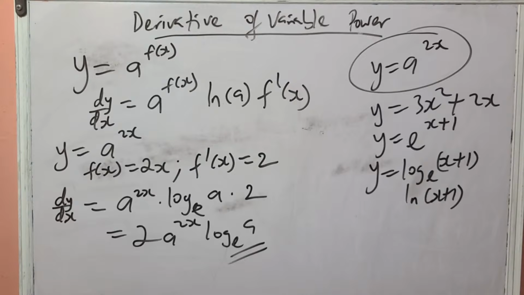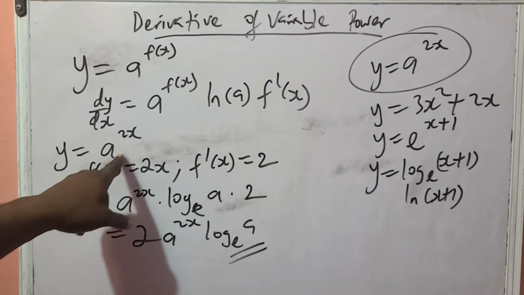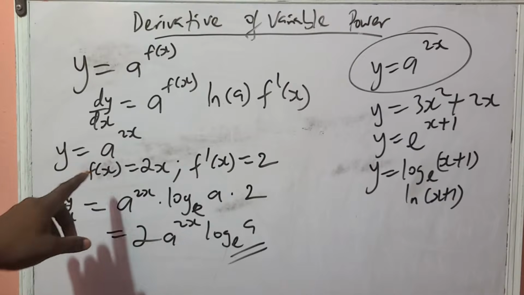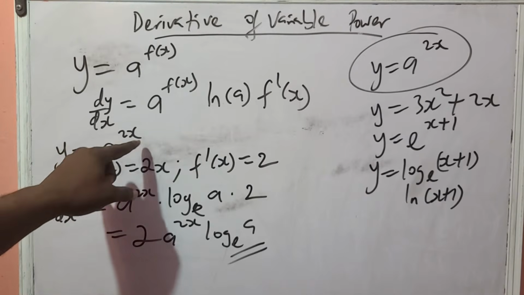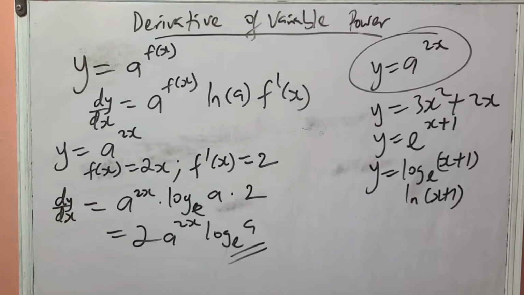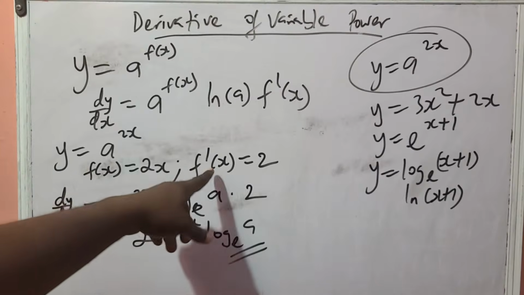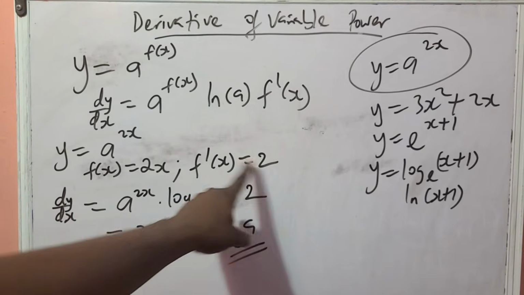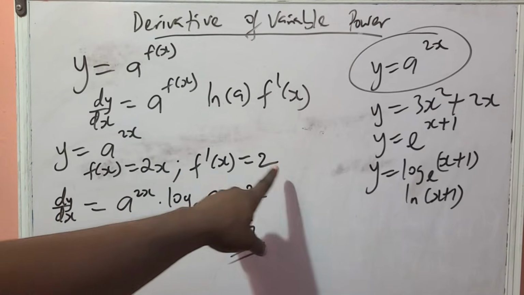Just to recap quickly, the first thing is when you have a variable power like this, a raised to power 2x, go on to say, okay, what's my function, which is the power? My function here is 2x. Good. Go on to find the derivative of that function. The derivative here is 2, because if I differentiate 2x, I get 2.